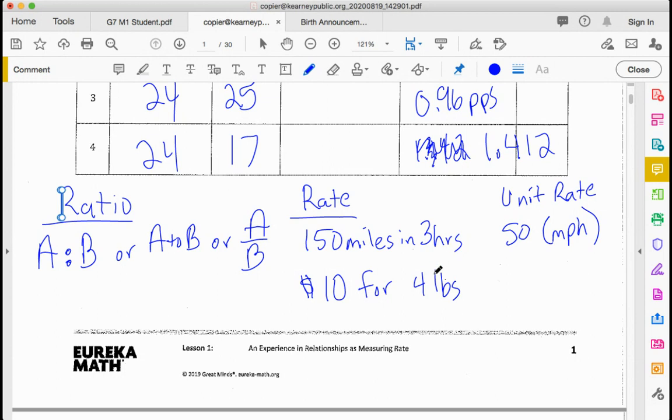$10 for 4 pounds. That is a rate, right? Now, what would the unit rate be? Well, I take the dollars divided by the pounds. 10 divided by 4 is 2.5. Now, again, 2.5 doesn't make a whole lot of sense. I like the label to go with it. Later on, though, it's that number we're going to tie to something else that's important.